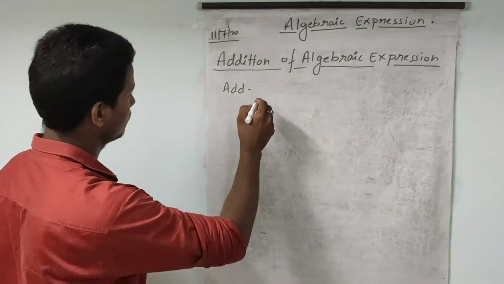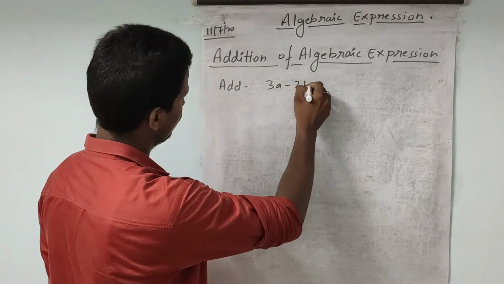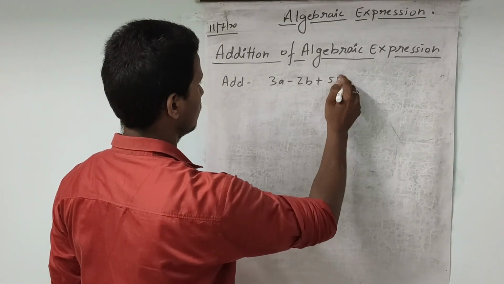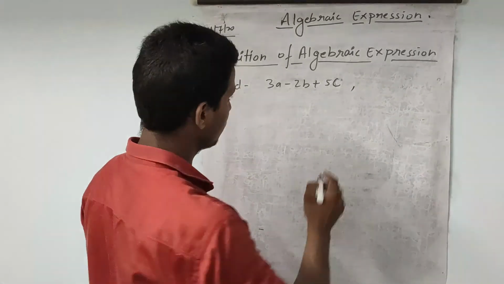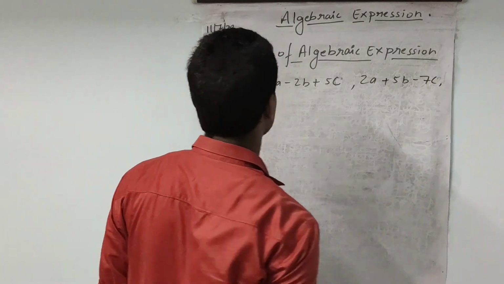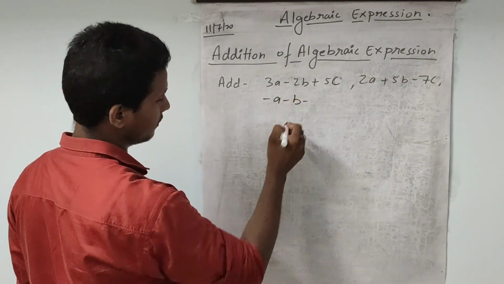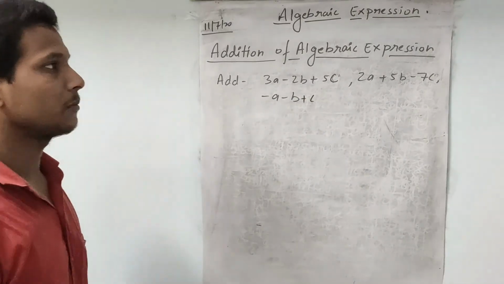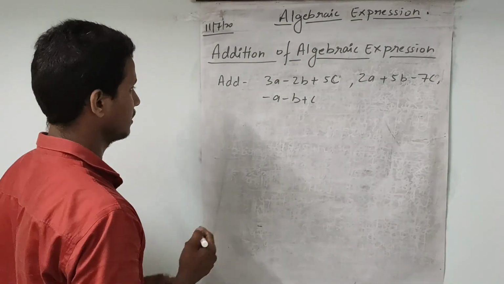addition of 3a minus 2b plus 5c. Then the next term we are given is 2a plus 5b minus 7c. Then the next term is minus a minus b plus c. We can apply both methods, either horizontal or column. The column method is easy, so we will apply the column method.